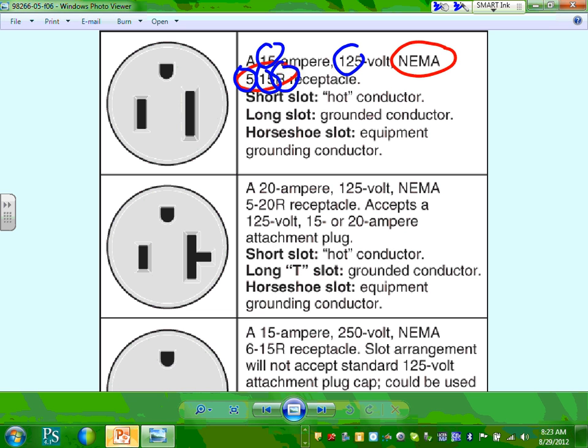They rate them based on 125. They make the receptacle, guys, so it can handle a little bit more voltage than the nominal voltage. Are you confused? Why do they use 125? The nominal voltage is 120.